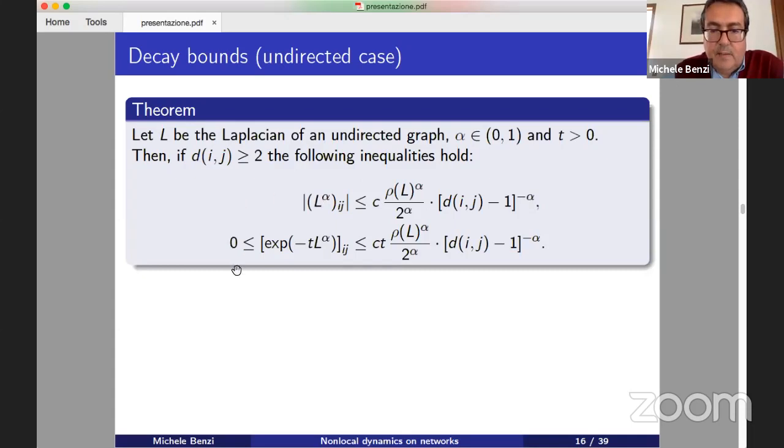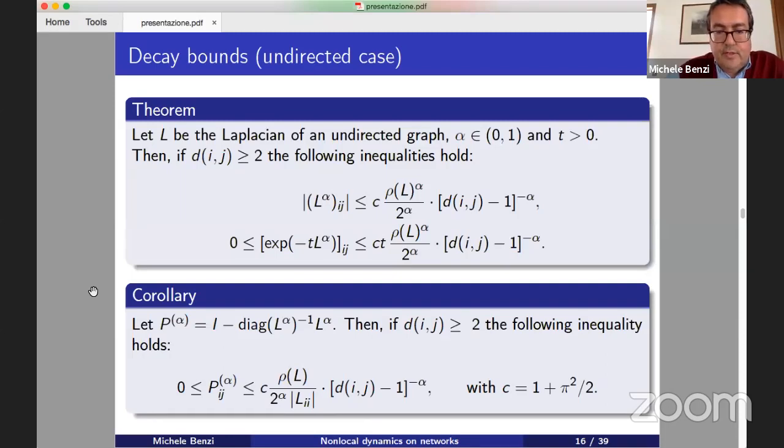For the exponential of minus tL to the alpha, I don't need the absolute value here because this is an essentially positive matrix, so its exponential is always a non-negative matrix and strictly positive in the irreducible case. We have the same bound, but now we get t, the time variable, that multiplies there in front. So we see a much less localized behavior compared to the standard non-fractional case.